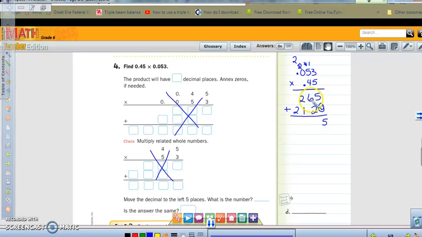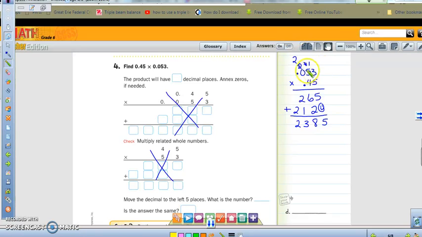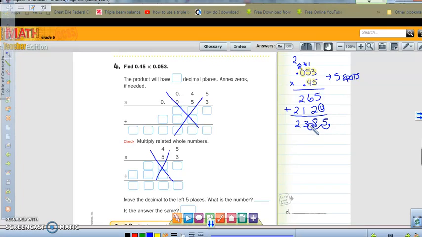So I have a 5, 6, 7, 8, 3, and a 2. I'm going to count. I have 1, 2, 3, 4, 5 spots I need to move. Okay, so at the end, 1, 2, 3, 4, uh-oh. What do you think we put here to hold a place? What number? We need to add a 0. So now my answer is 0.02385. Anytime we have a blank, if you want to call it, we need to add a 0.